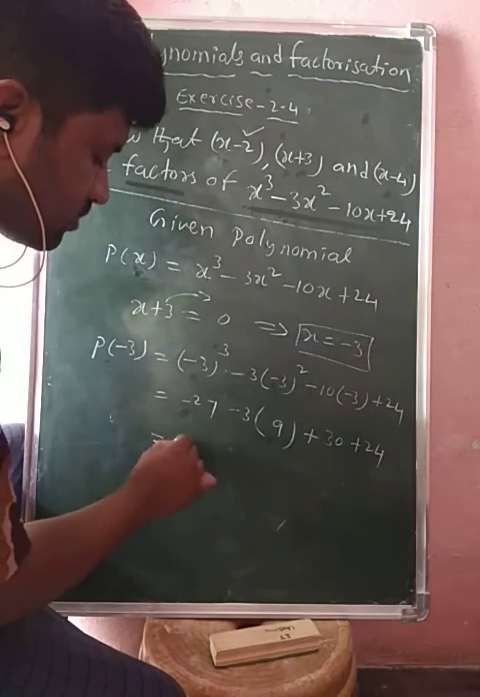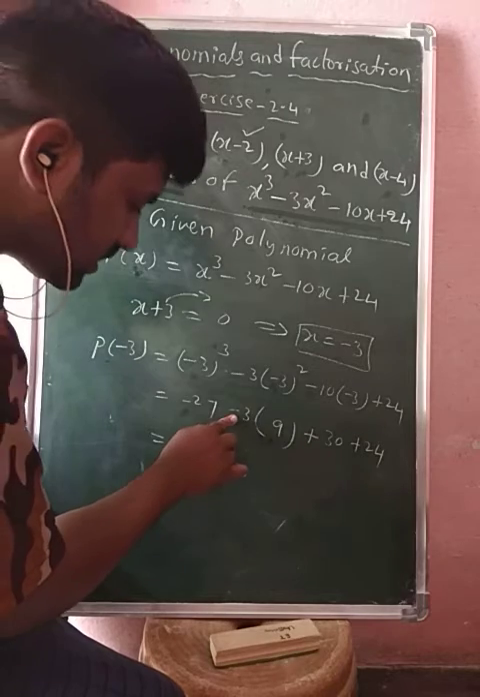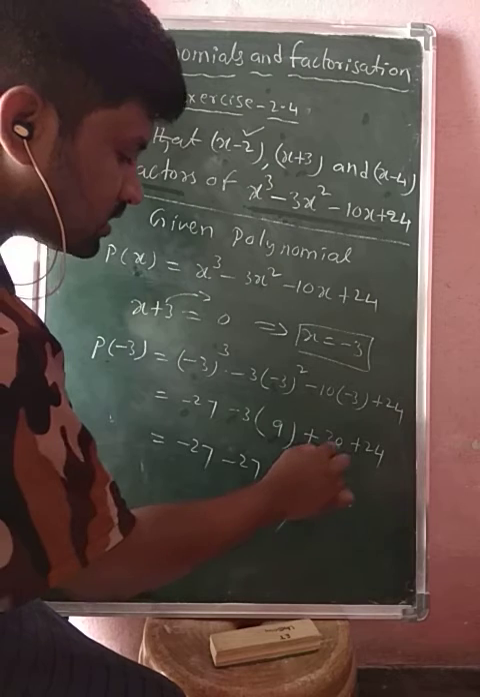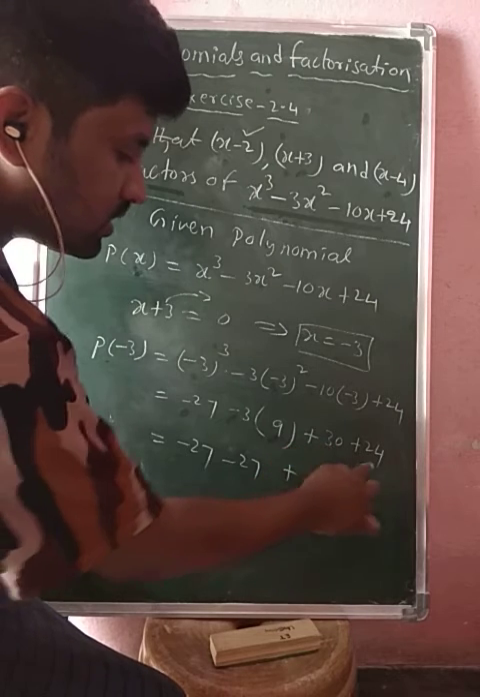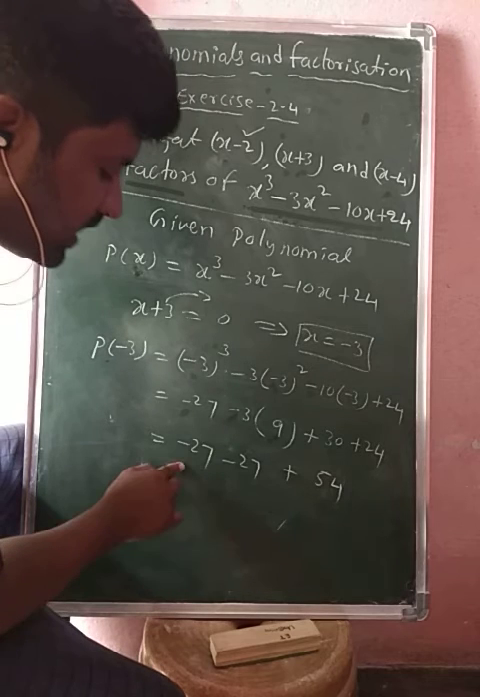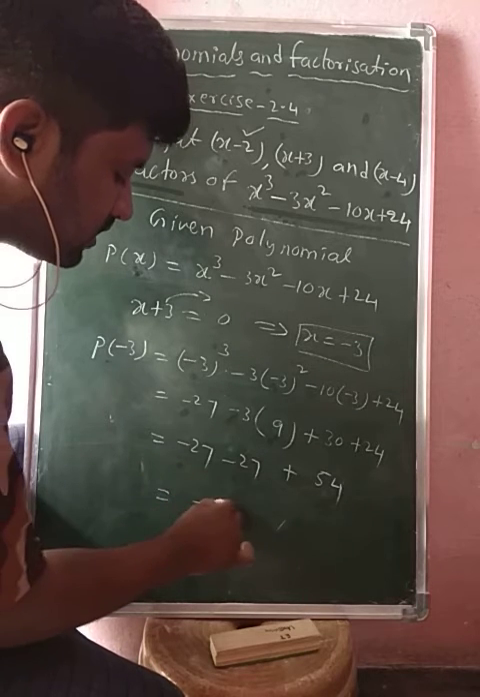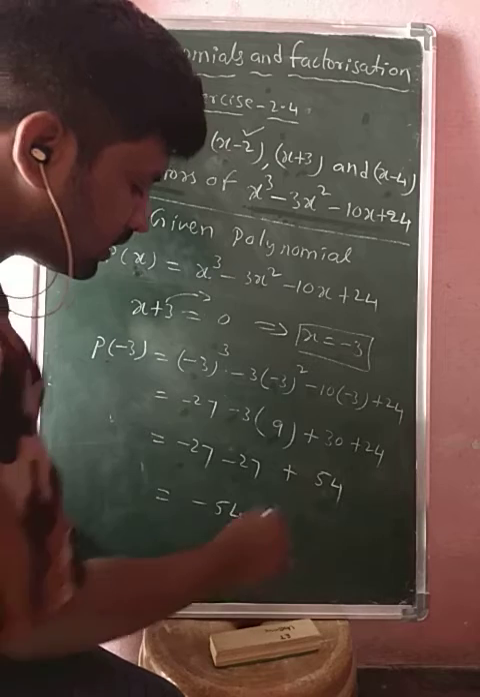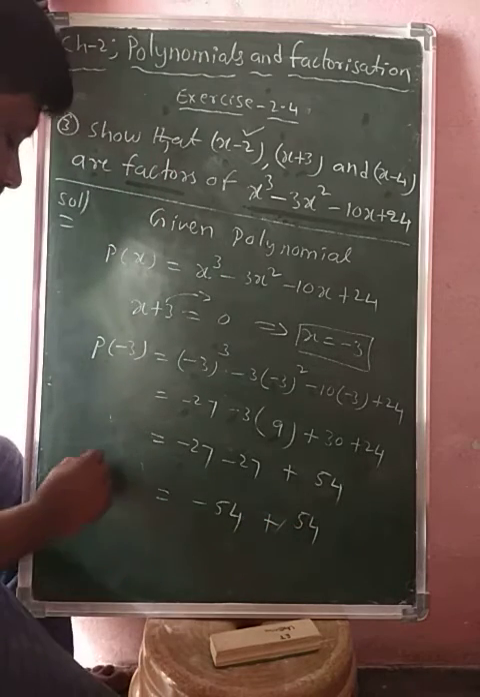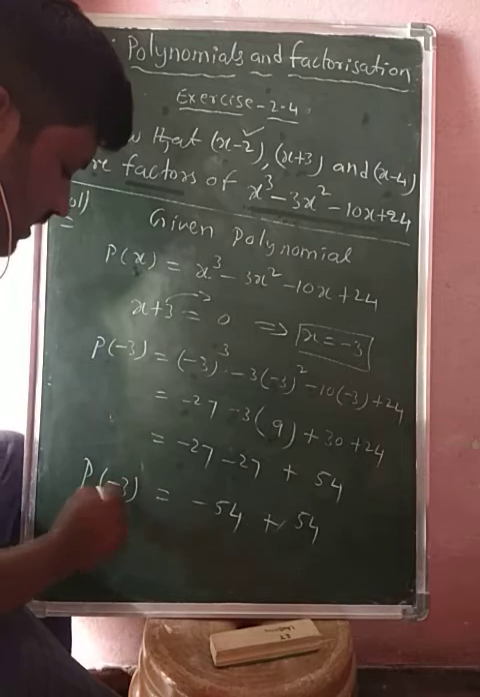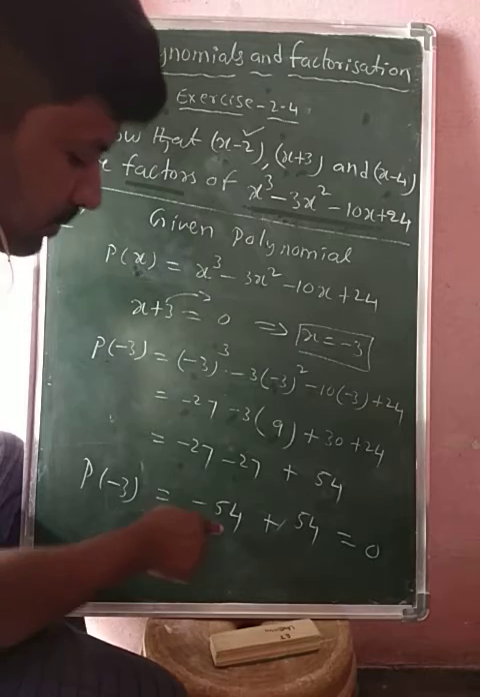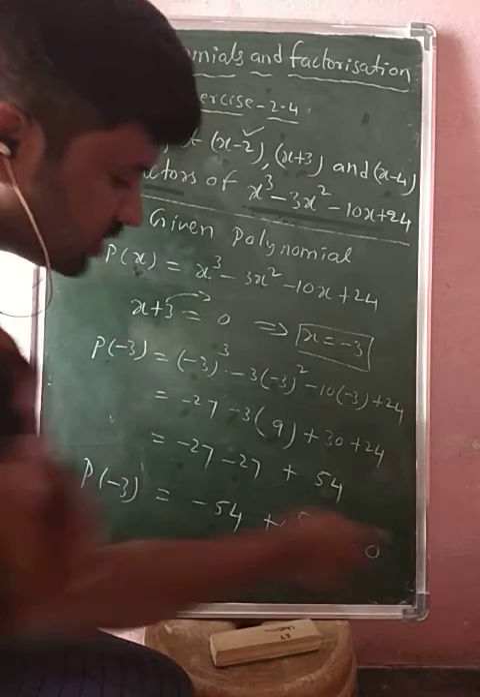Now minus 27, here minus 3 of 9, that is also minus 27, plus 30 plus 24, that is 54. Minus 27 minus 27, that is minus 54 plus 54. So clearly we get p of minus 3 equals what? We get 0. Minus 54 plus 54 means 0.